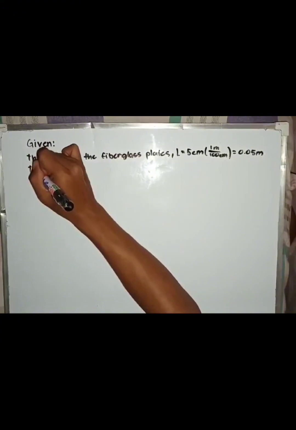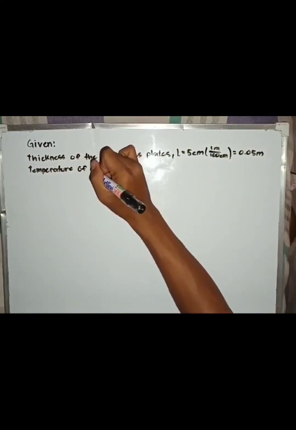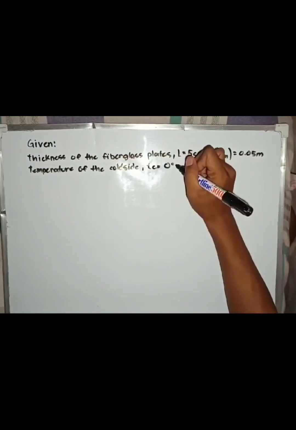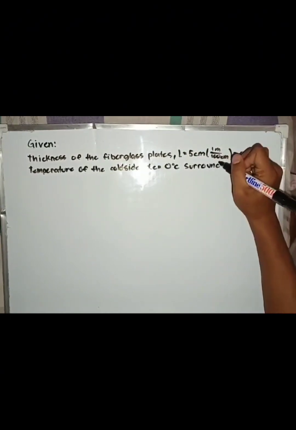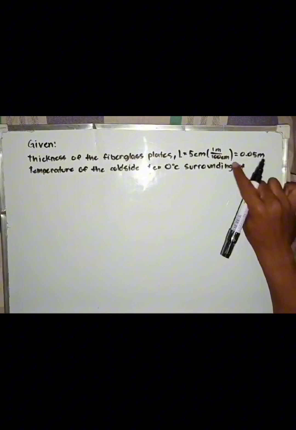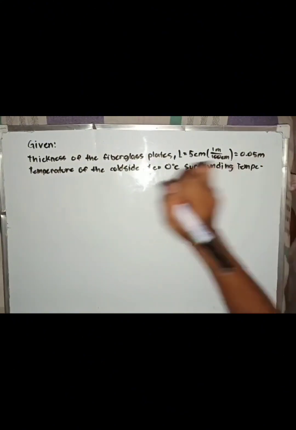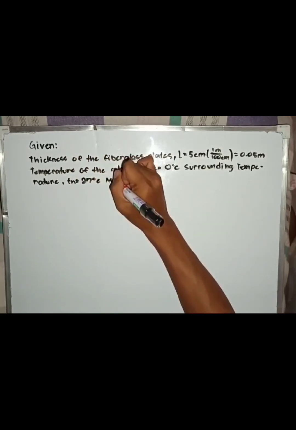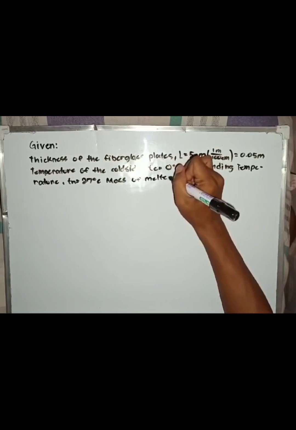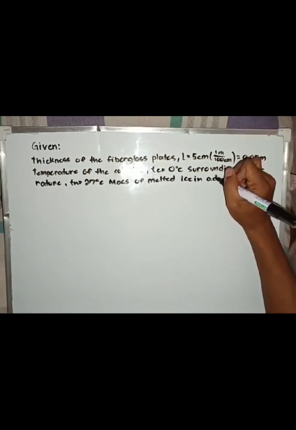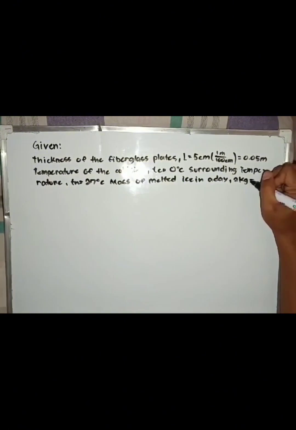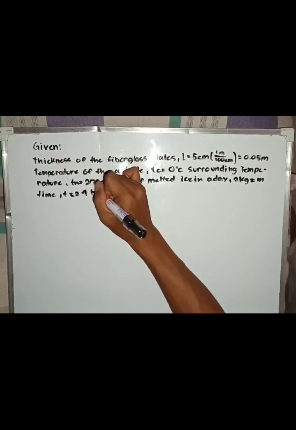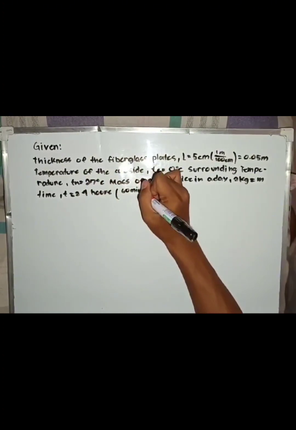Next, we are given the temperature at the cold side, its cold state, which is equal to 0 degrees Celsius. Next given is the surrounding temperature or the temperature on the hot side, T sub H, which is equal to 27 degrees Celsius. Next, the given is the mass of the ice that melts in one day, which is equal to 2 kilograms. Next, we have the time. The time here is 1 day.